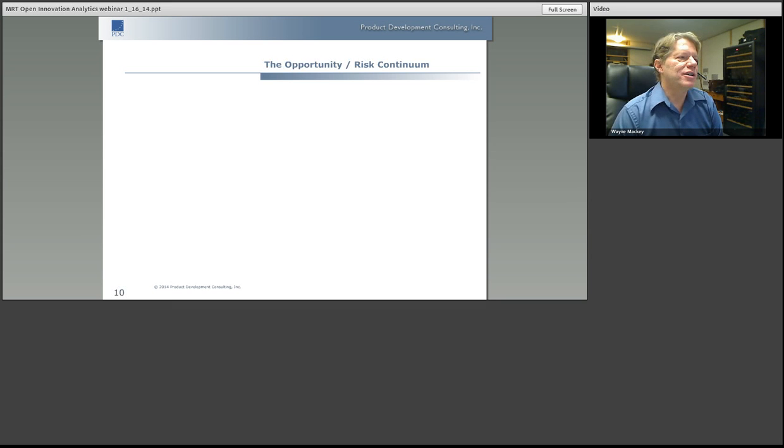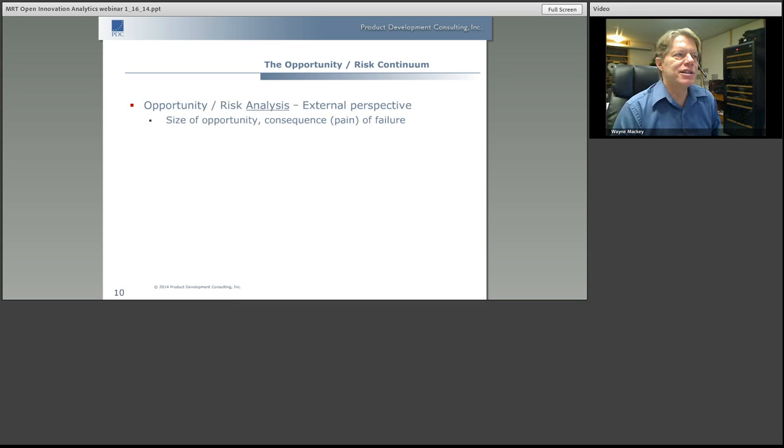So let's talk about opportunities. I'm going to move into an area of risk management here, because an awful lot of what I see at companies that are putting together open innovation involves understanding the risks and making sure that we know that we're taking these risks with our eyes wide open. First of all, risk begins with the opportunity or the risk analysis. And this is what I call the external perspective. What's the size of the opportunity, or what is the consequence or pain of failure? And this is the first step in any type of analysis of risk or opportunity.